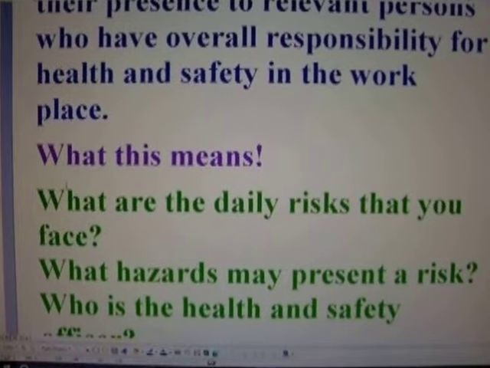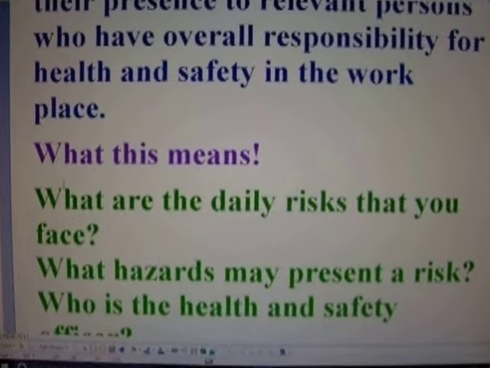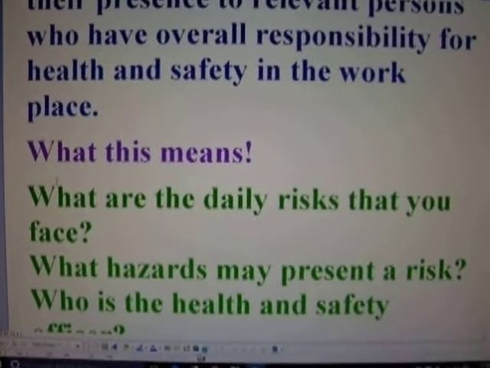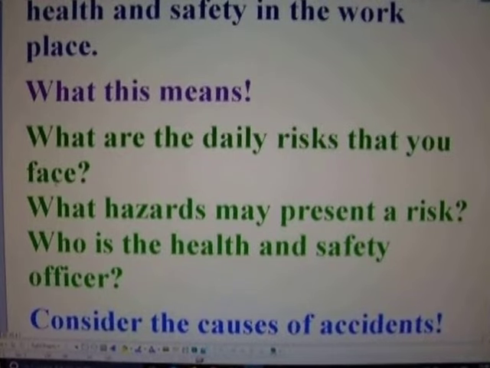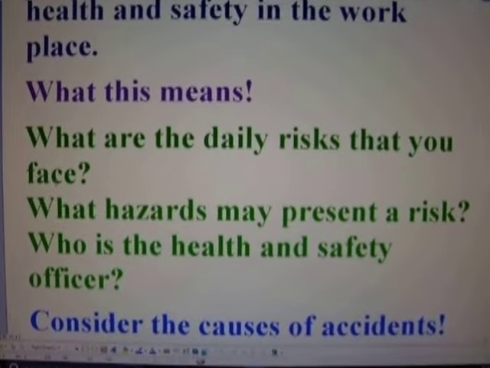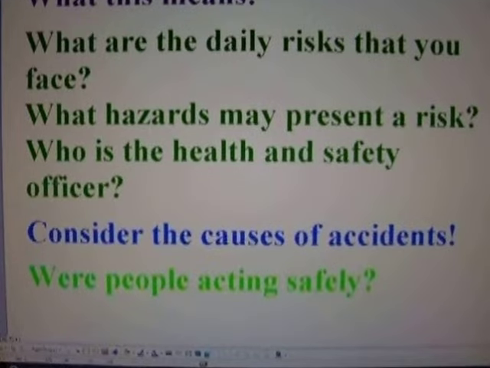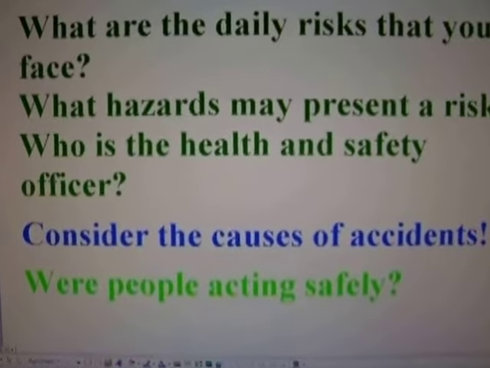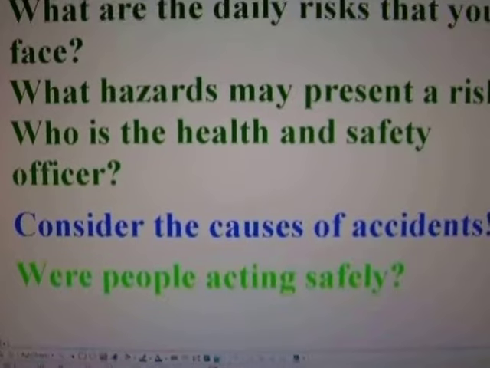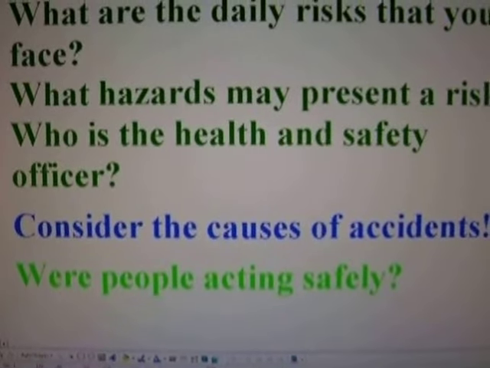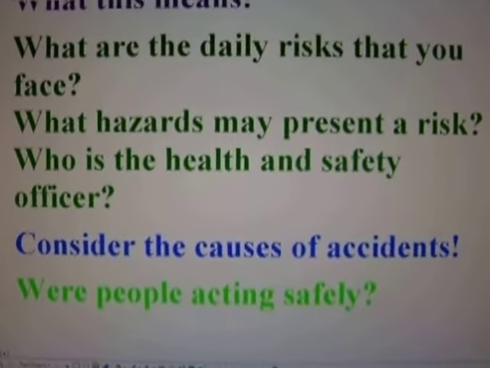So what this means, what are the daily risks that you face? What hazards may present a risk? Who is the health and safety officer? Consider the causes of accidents. Were people acting safely? Okay.